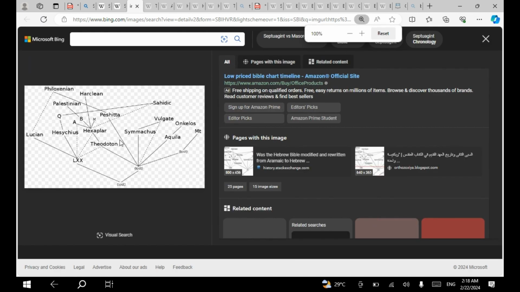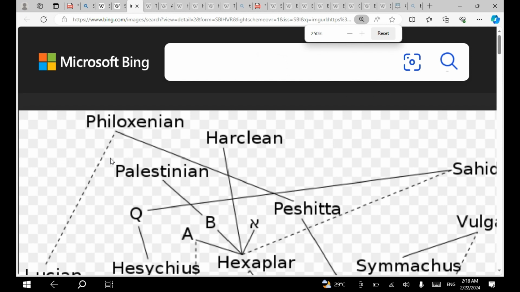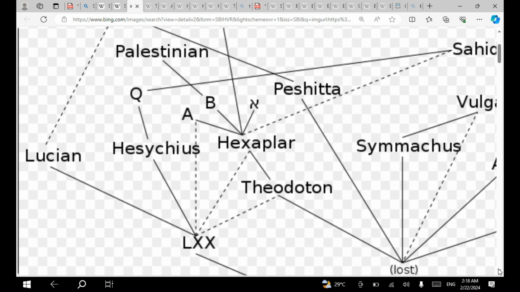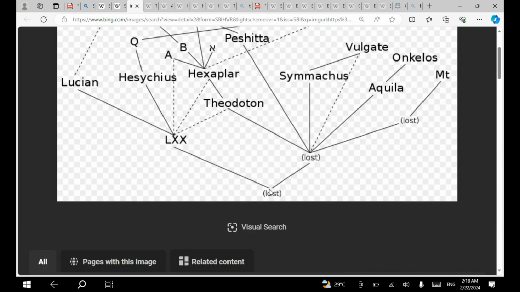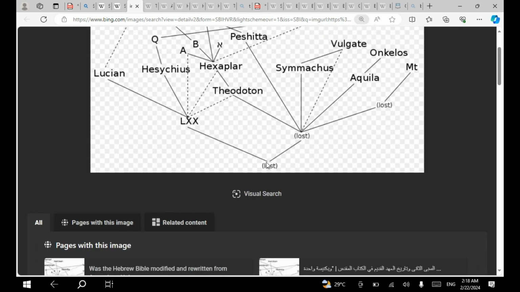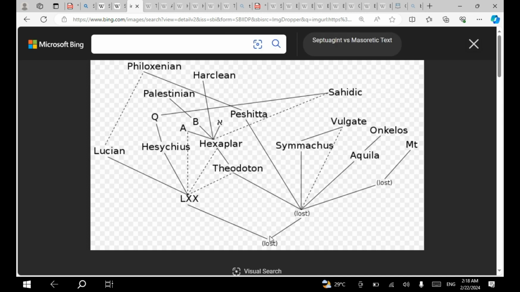Right, look at this. You see this lost one here? This is the original script. This is the original script translated by Hebrew. Yes, the original Hebrew, and then translated to the LXX, which is the Septuagint. That's why you see that the King James Version is so accurate.